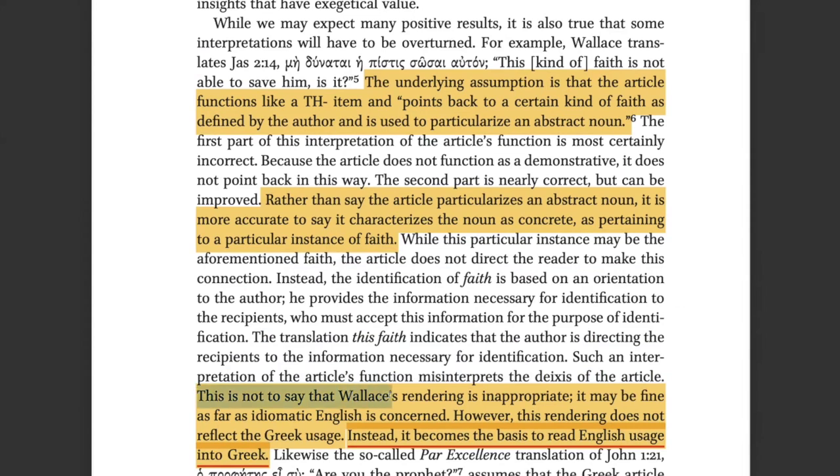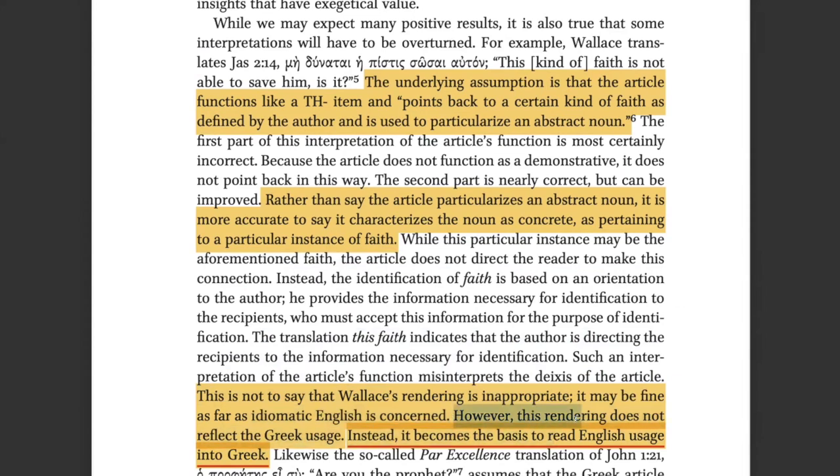This is not to say that Wallace's rendering is inappropriate. It may be fine as far as idiomatic English is concerned. And see, that's the tricky part. It's like saying we can translate faith as belief if you understand it's belief plus action. So yeah, this is a very tricky kind of thing.